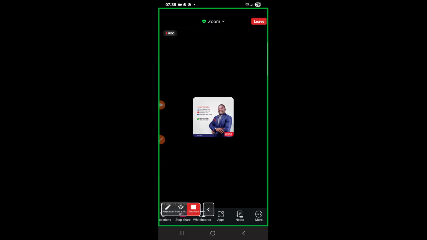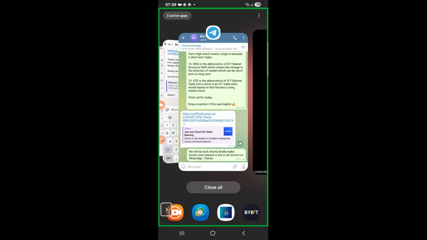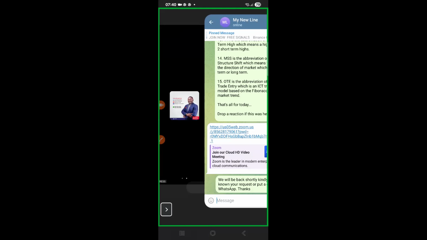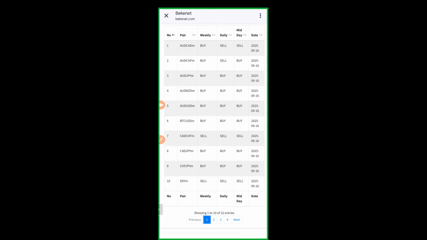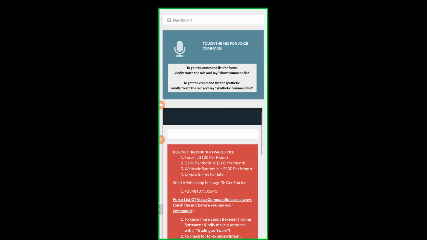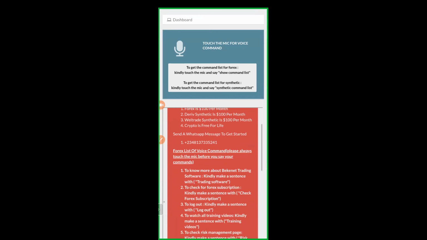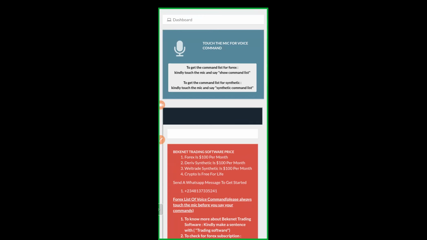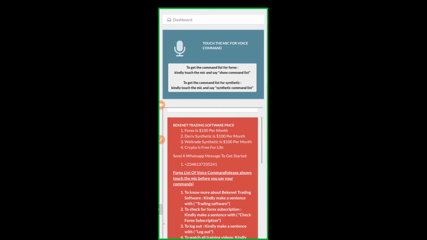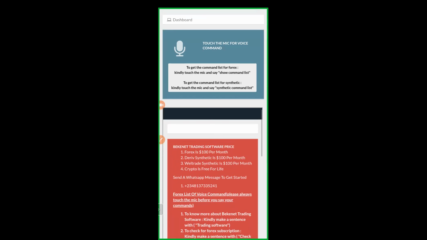Okay, so let's quickly look at this software. I'm going to open the software. Now, there are a few features I'm going to explain to you on this software, and new ones are just being added every time. You can use voice command to ask the trend of the market, which market is trending, which one you want to buy.